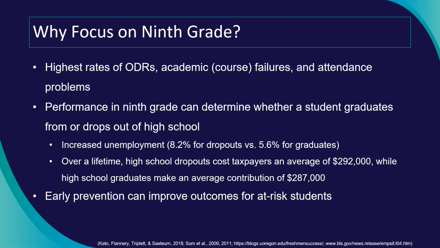So we generally roll out tier 1 to the entire school together. However, for you secondary schools, especially high schools, it may be more reasonable to begin with your incoming grade, because research has shown that freshmen account for the highest rates of office referrals, course failures, and attendance issues. In fact, students' performance in 9th grade can actually determine whether that student graduates or drops out of high school. And we know that strong support and early intervention can dramatically improve outcomes for at-risk students.